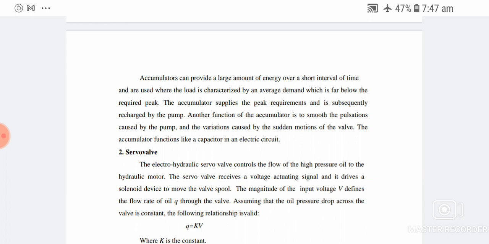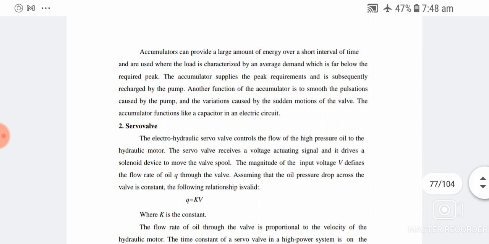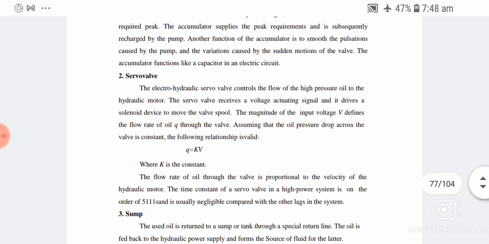The load is characterized by average demands with peaks above the required level. The accumulator supplies the peak requirement and is subsequently recharged by the pump. Another function of the accumulator is to smooth pulsation caused by pump variation and sudden motion of the valve. The accumulator functions like a capacitor in an electric circuit.